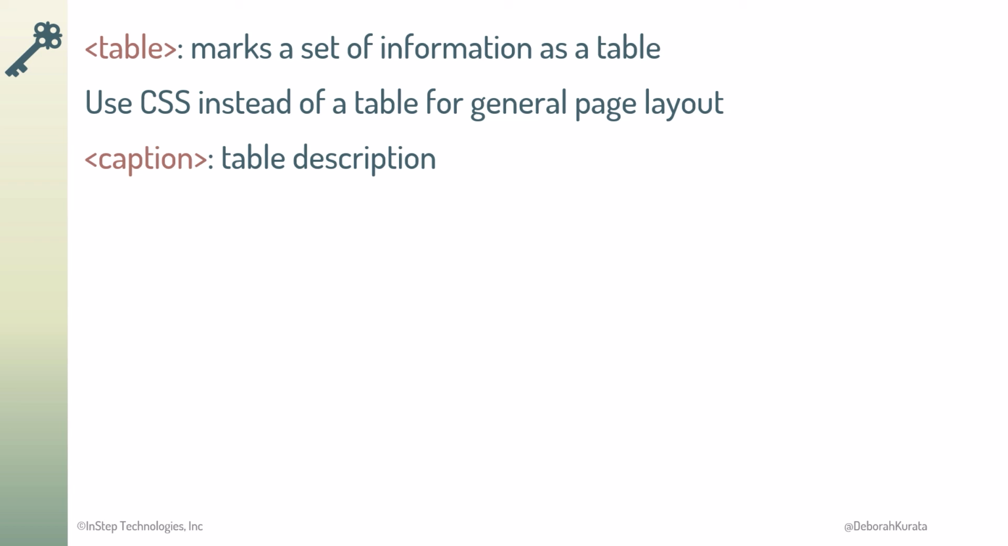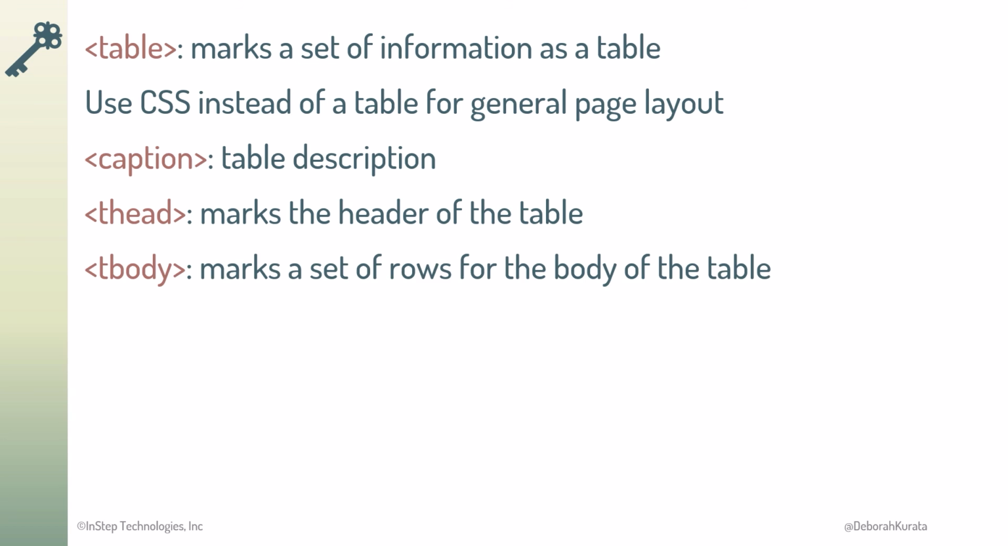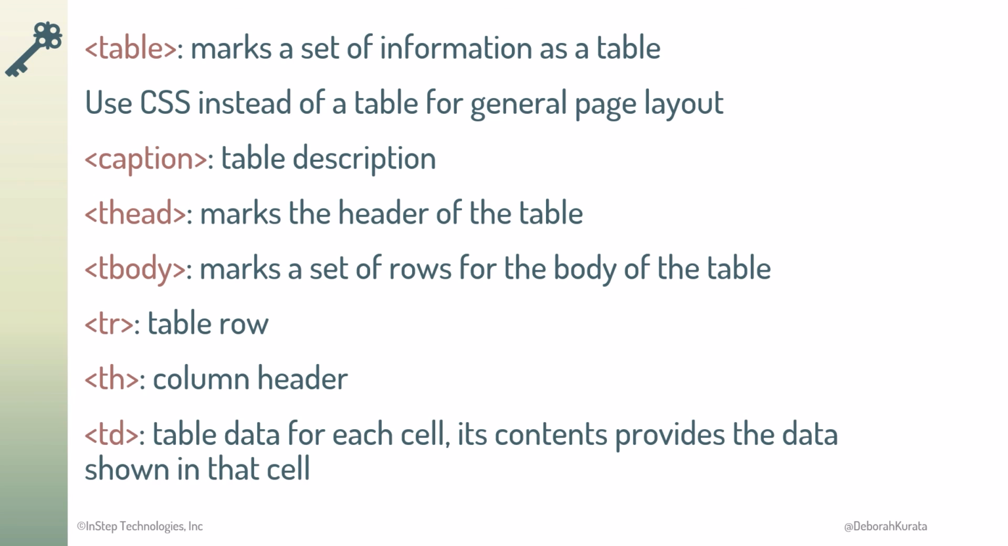The caption element provides the table description. The thead element marks the header for the table columns. And tbody marks a set of rows for the body of the table. Use tr for every table row, th for every column header, and td for the table data in each cell. The content of the td element provides the data shown in that cell. Next up, let's add some images.